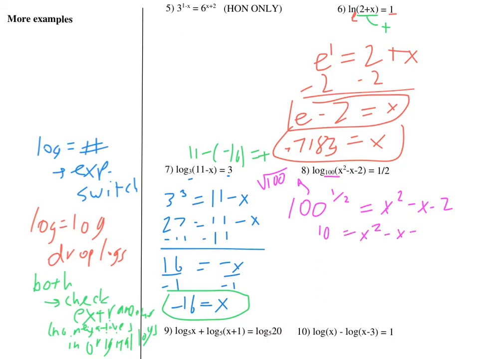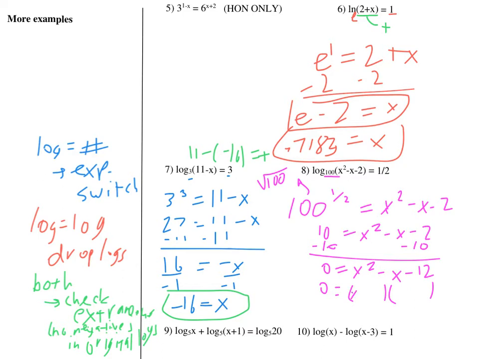Now, the right side here looks like we might want to factor it, but remember, we don't want to factor equal to 10, so I'm going to move this 10 over. And so we get 0 equals x squared minus x minus 12. So that's what I'm going to be factoring.